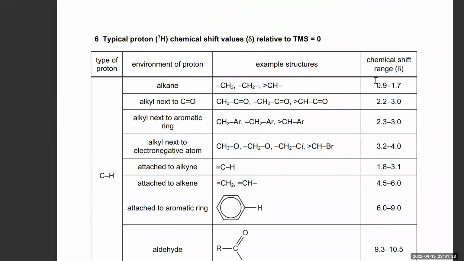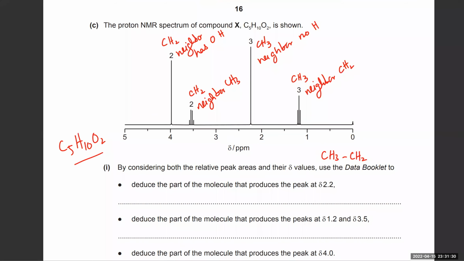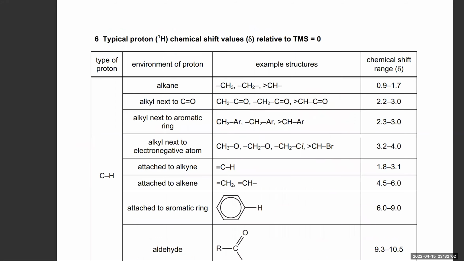So this first one, 0.9 to 1.7, that is the alkane type, right? So if I go back, this is in the 0.9 to 1.7 range. That is the alkane environment, or basically it's a carbon chain. So it is this CH3, right? Because it's right next to a CH2, so that's the alkane type environment. Then this CH2 is around 3.5 or something, right? What is the chemical shift at 3.5? You get 3.5 when you're right next to an oxygen. So that means that CH2 is right next to a single oxygen.